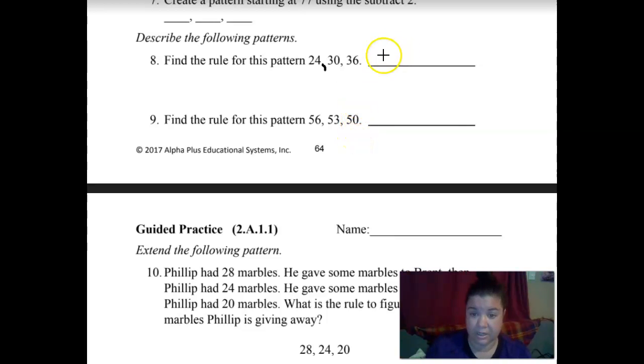And you're going to write add or subtract and by how many. So I want you to pause the video now and decide what the rule for these 2 patterns are. Pause now.